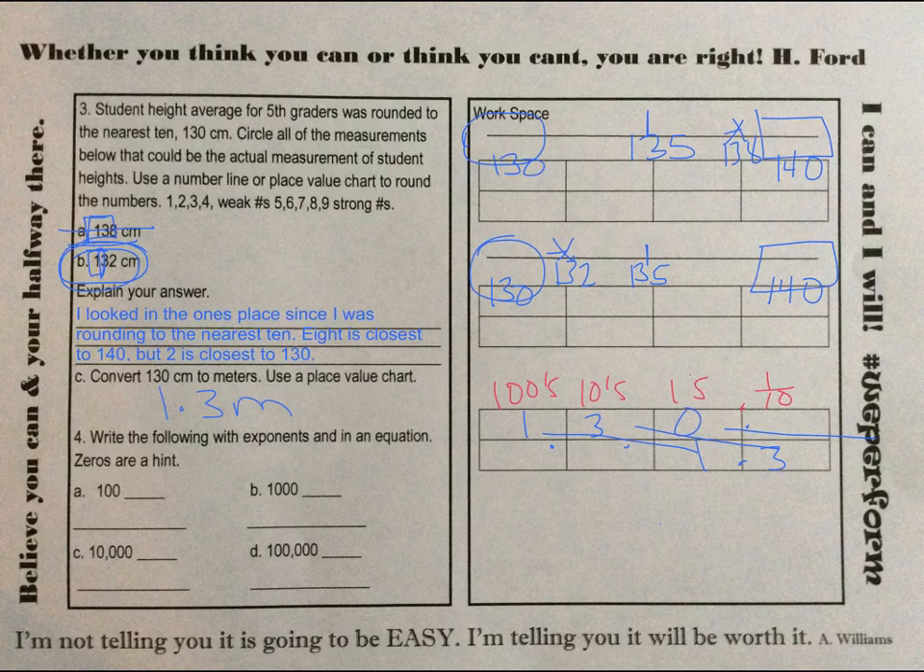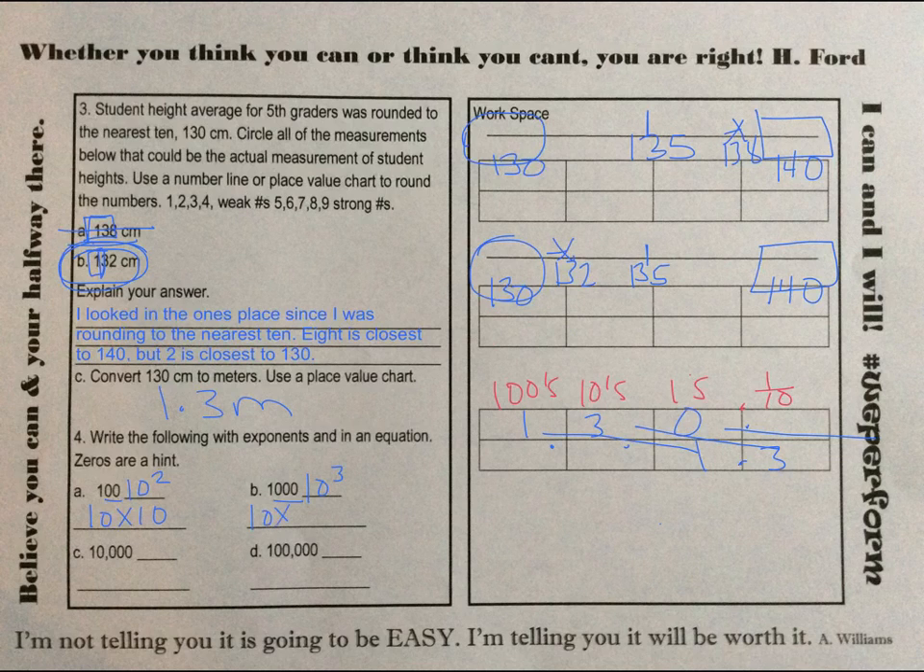Now the next thing says to write the following with exponents and in an equation. So 100, when we do that, it's 10 times 10. So we'd write 10 to the second power. You also can look at the zeros. We know there's 2, so it'd be 10 times 10. So 1,000 would be 10 to the third power, because there's 3 zeros.